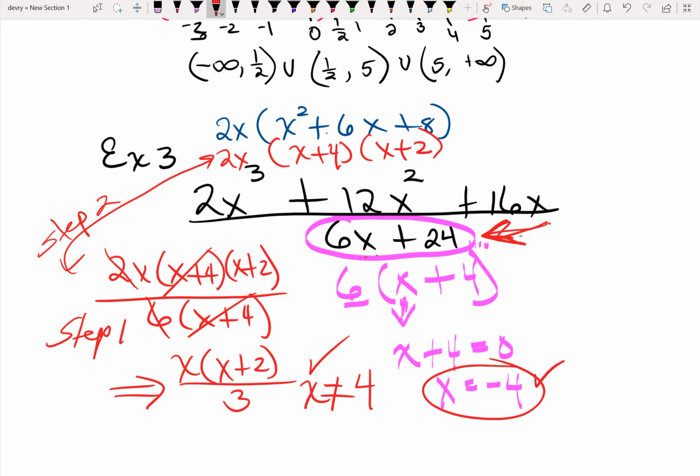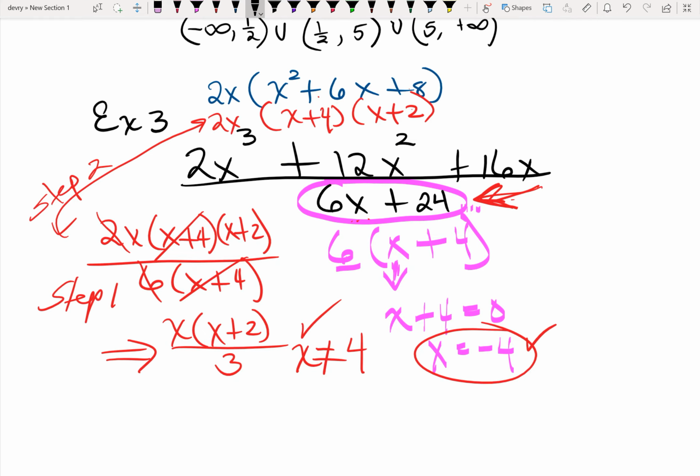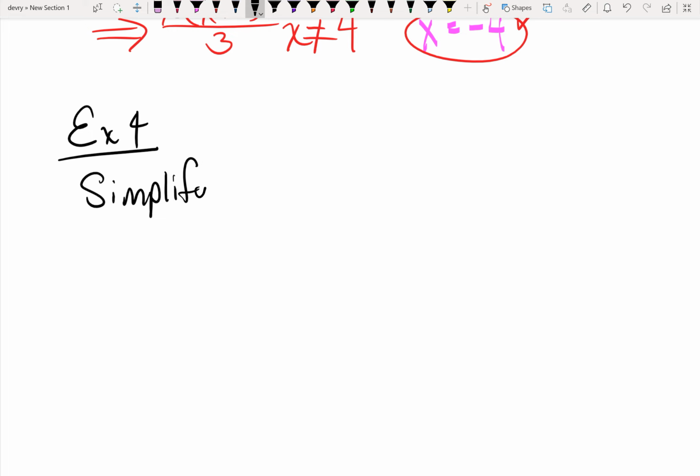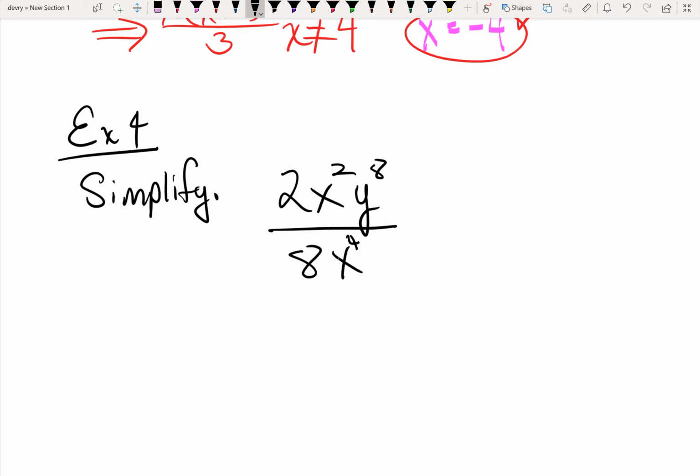Okay, let's take a look at example 4. In example 4, it says simplify. And in this case, I have 2x squared times y to the 8th over 8x to the 4th y to the 3rd.